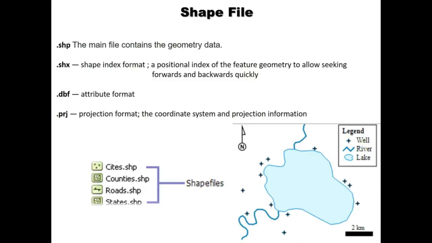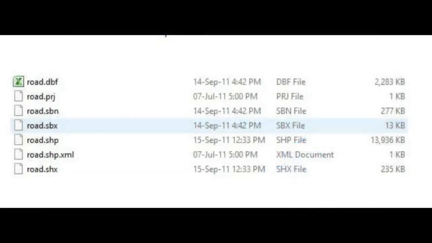These are .sbn and .sbx, .fbn and .fbx, .ain and .aih, .atx, .ixs, .mxx, etc. Okay, each shapefile must have the same prefix. For example, we are creating a shapefile for roads, a linear feature. Then the extensions will be roads.shp, roads.shx, roads.dbf, roads.prj, roads.xml, roads.cpg, like this.